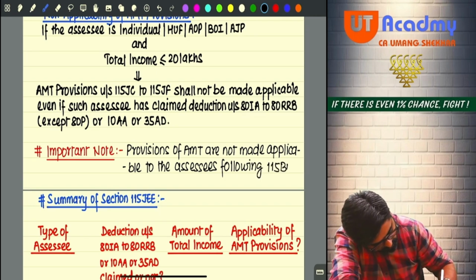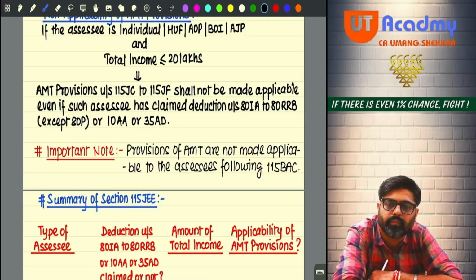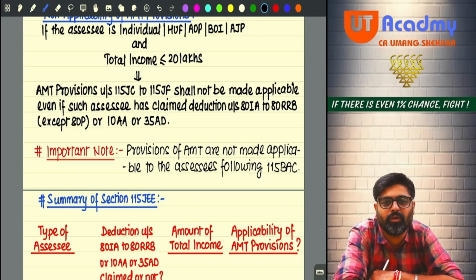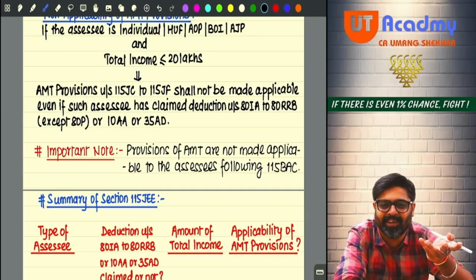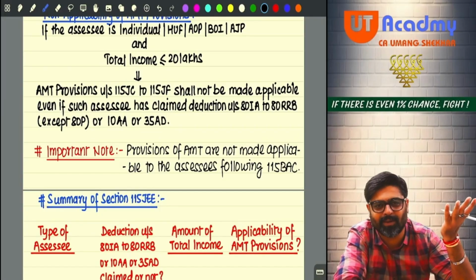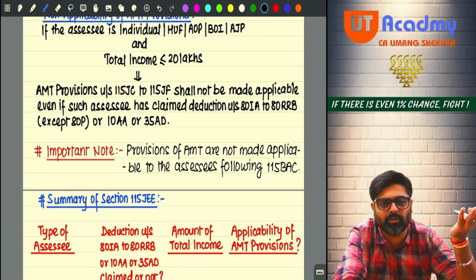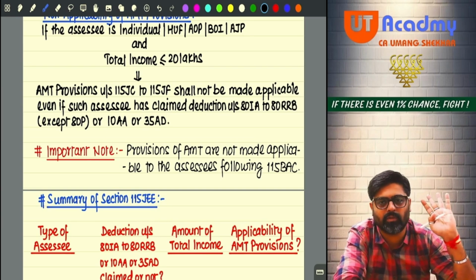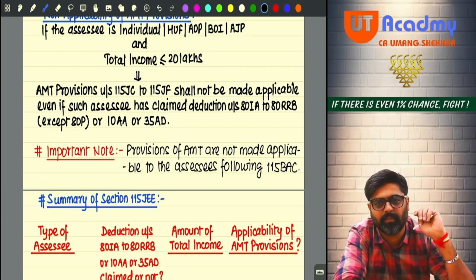115BAC. Because under 115BAC you are not going to get these deductions also. Without taking these deductions, your total income you are going to calculate. So anyways, your total income should be higher only. Okay. And the tax rates are concessional tax rates, 115BAC rate. Apply those 115BAC rates. So whatever tax is there, you pay that tax only. We are not going to take a minimum tax from you. Pay only 115BAC tax.